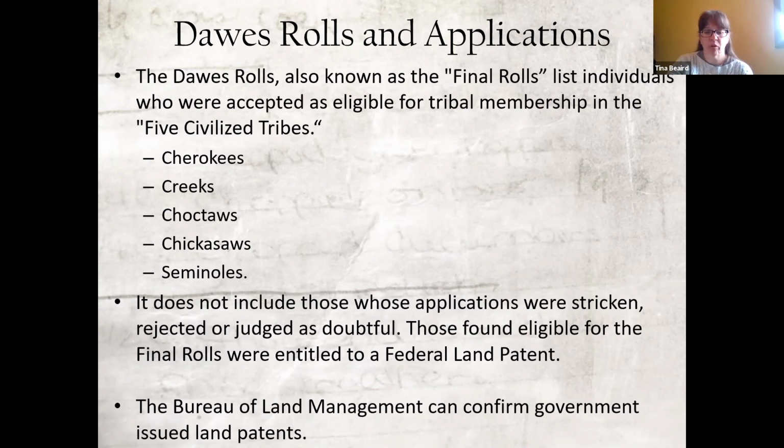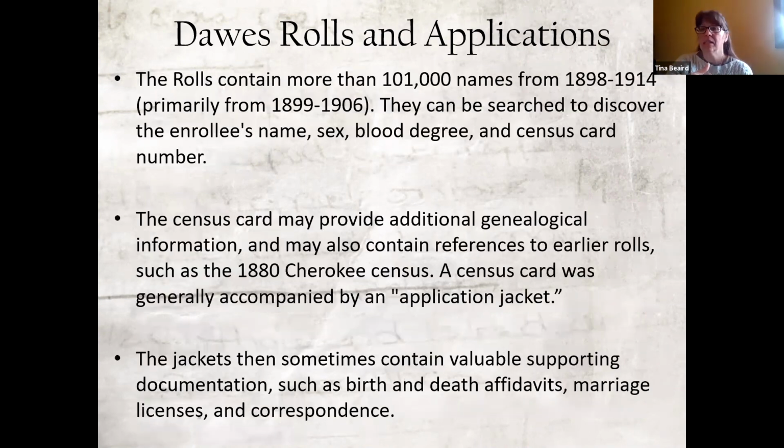But you can use the Bureau of Land Management records to see if they were approved, because if you find them in the Dawes rolls, they would have been entitled to land. I can then go into the Bureau of Land Management and search on them by name to see if they truly were awarded the land that they were promised. So those two things work hand in hand pretty well.